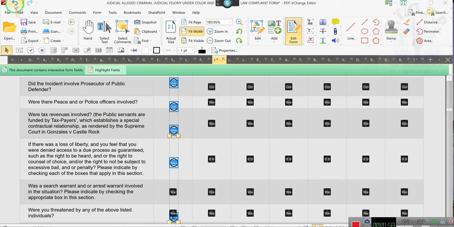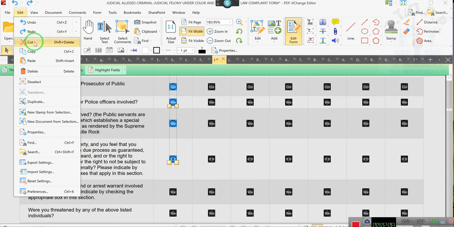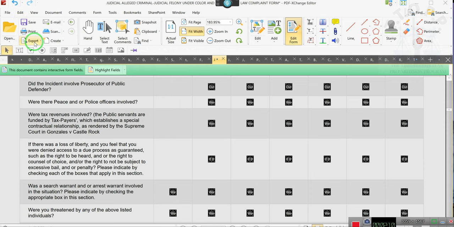That ain't what I was trying to do. Let's get rid of that. I have to select all of the boxes. So what I do is with this one, now this is just a sample. I'm gonna get rid of those. Cut. Again, the document is editable.